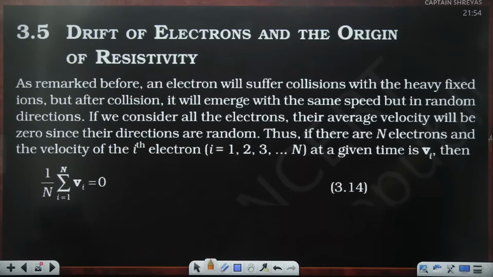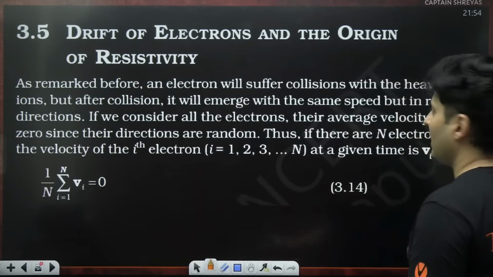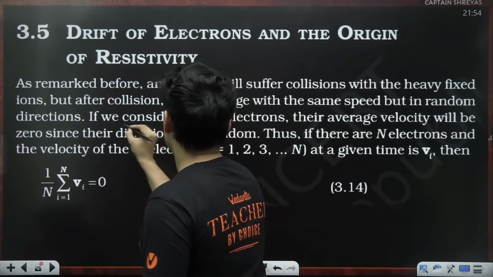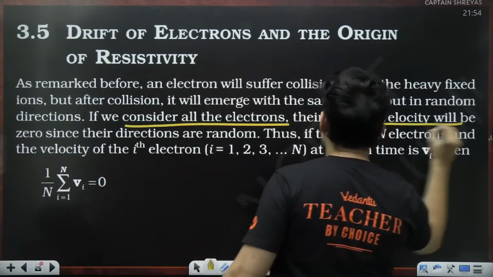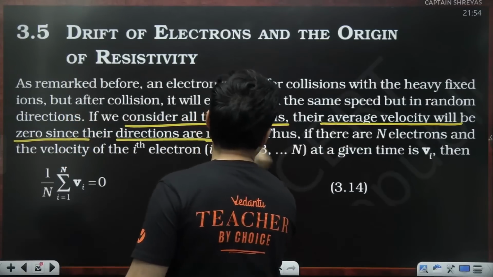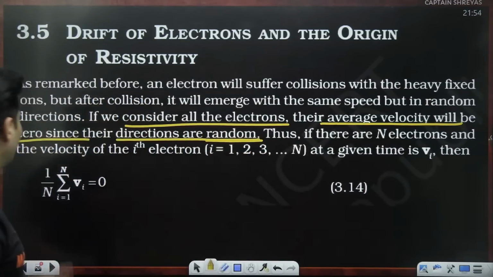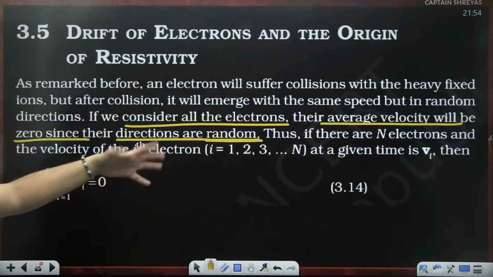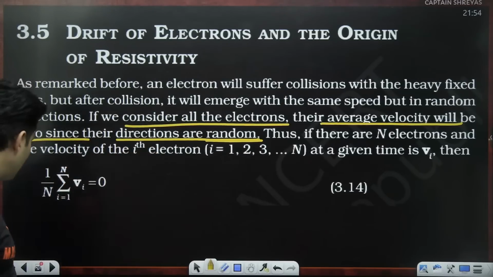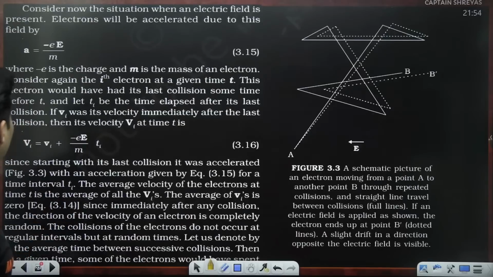An electron suffers collision with different things, but after collision it will emerge with the same speed in a random direction. If you consider all the electrons, their average velocity will be 0. Very important line: all the electrons, their average velocity will be 0 since their directions are random. So if there are n electrons, the velocity of the ith electron at any given time is this, and so the average is 0. No need to learn this by heart.